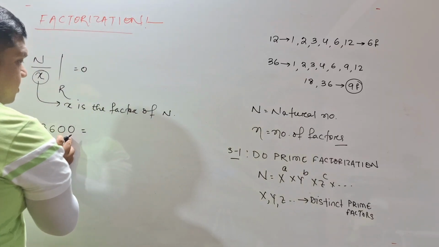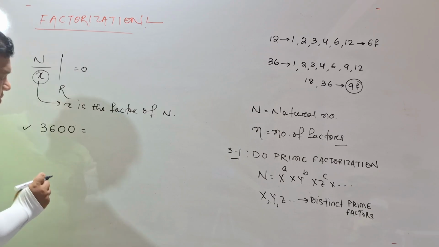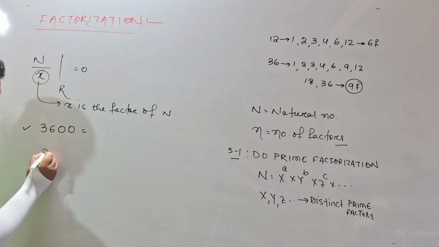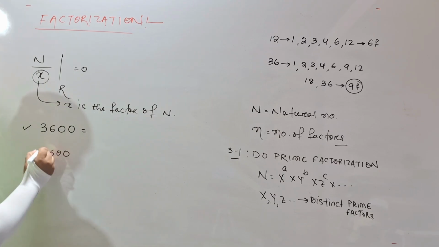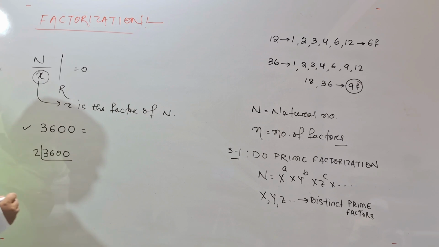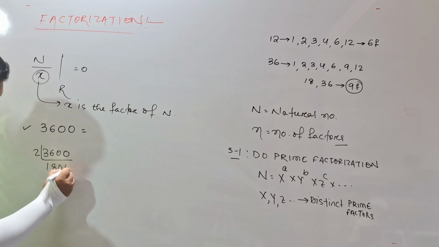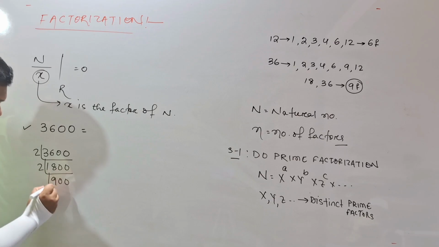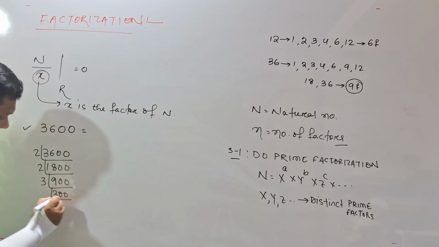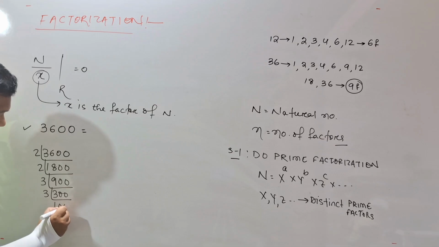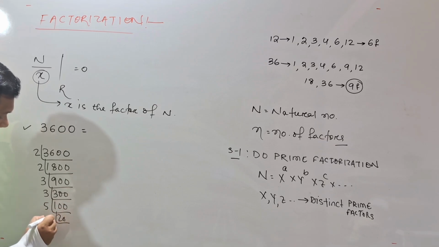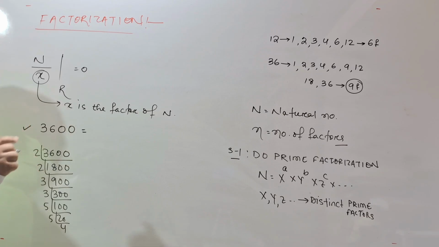Now for 3600, step number 1, I have to do prime factorization. Prime factorization means I just divide this number by the smallest prime number, 2. I will get 1800. Again divided by 2, I will get 900. Divided by 3, I will get 300. This number again divided by 3, I will get 100. 100 by 5 is 20. Again 20 by 5, I will get 4. 4 means 2 into 2.